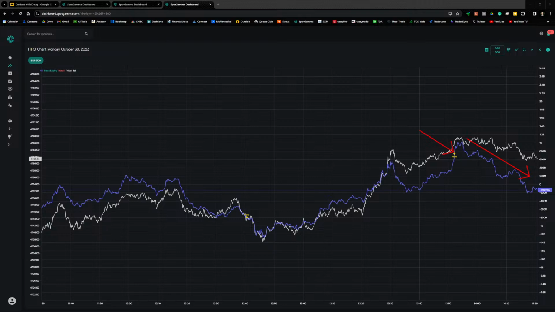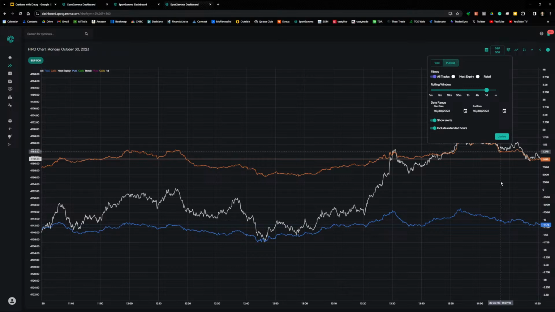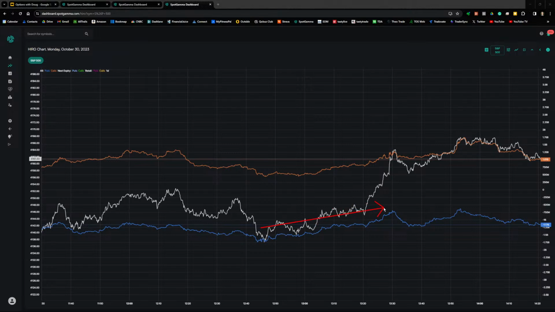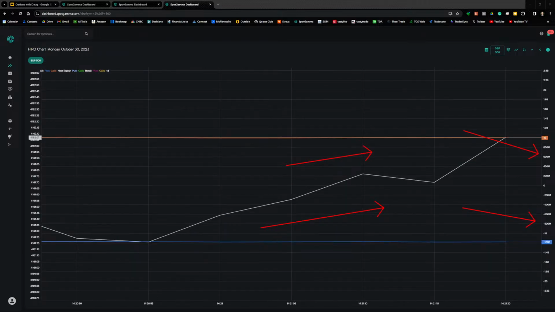Let's just separate out puts and calls again. Remember, we noted earlier with this reversal higher, traders started selling puts and buying calls, and now note that has reversed. So now they're selling calls and buying puts, both lines moving in the same direction, lower. Sorry about that, nothing I did.